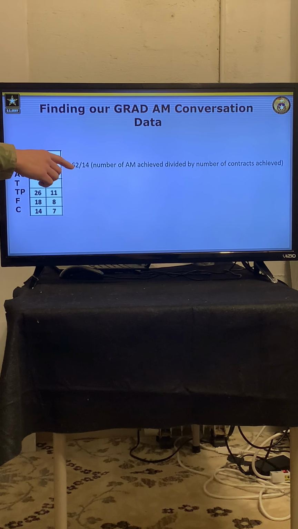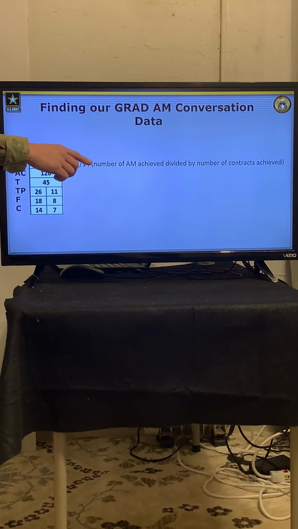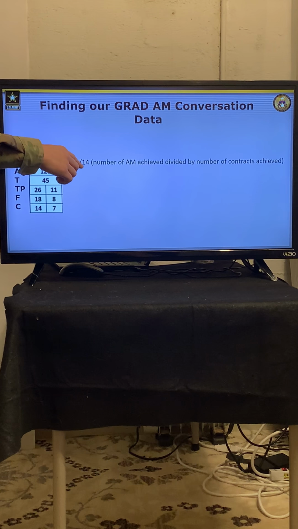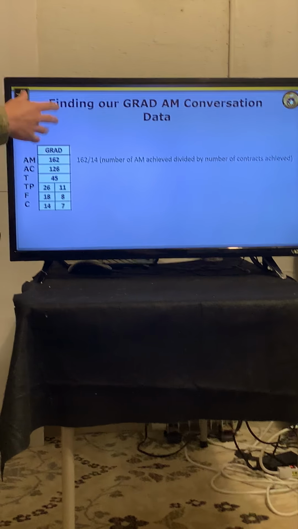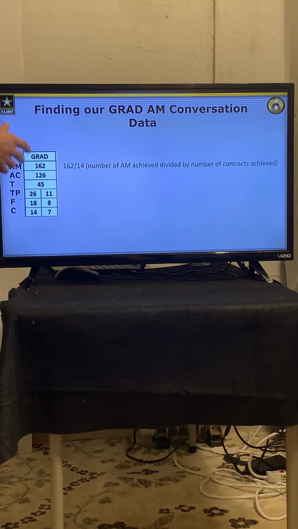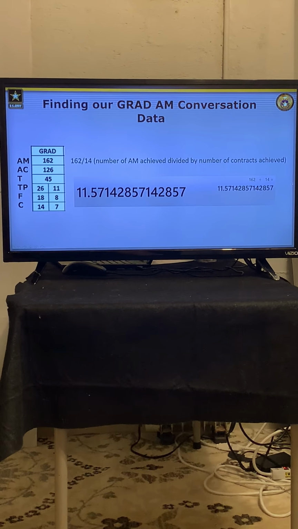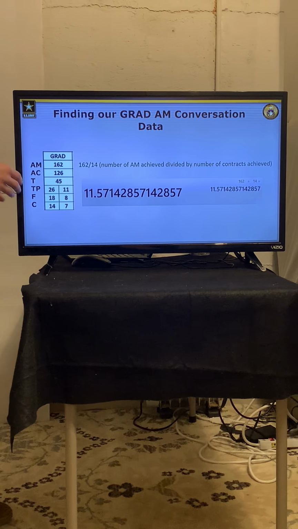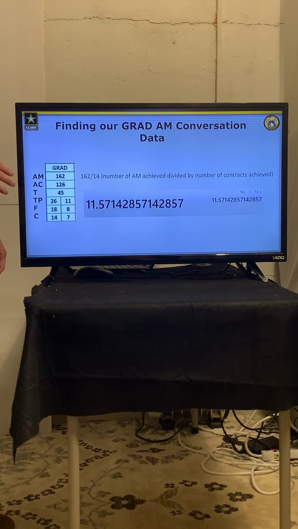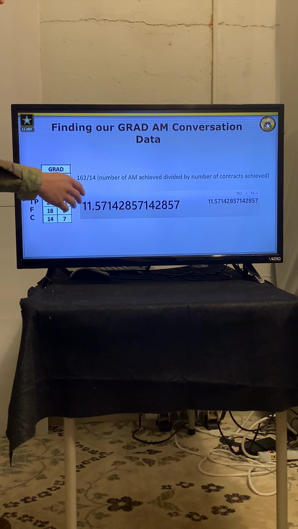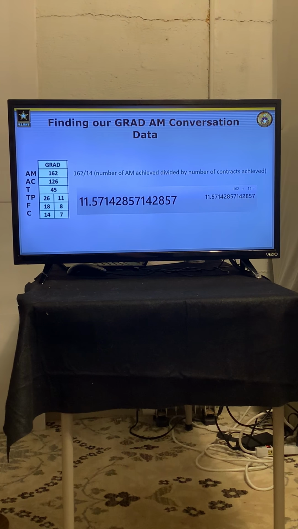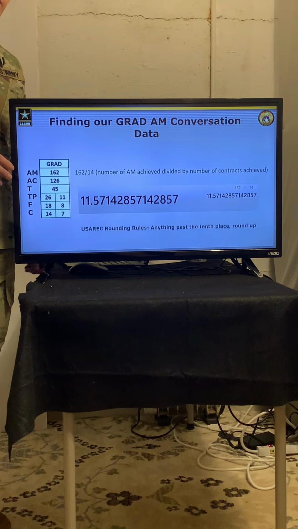So we're taking that 162 and we're going to divide it by 14. That's our number of appointment makes that we achieved divided by the number of contracts achieved. Doing that in your calculator real quick, you will get a number that looks hopefully very similar to this: 11.5 continuation. Now we have to talk about rounding rules.